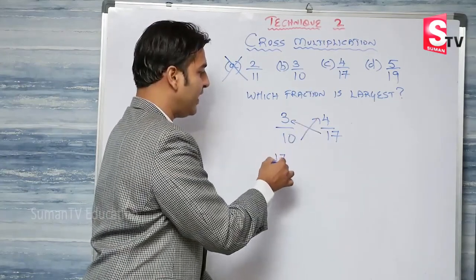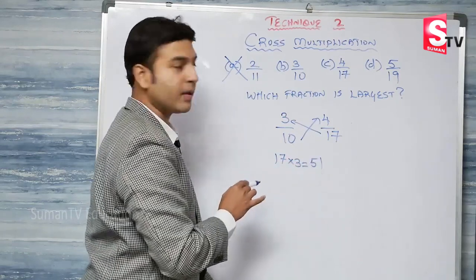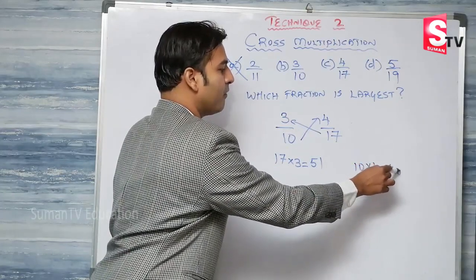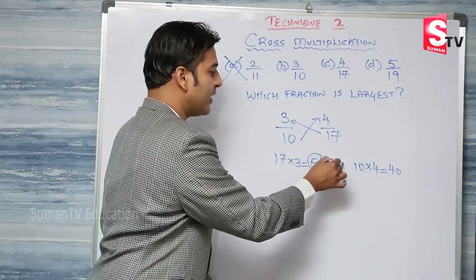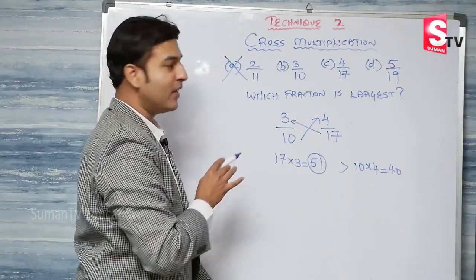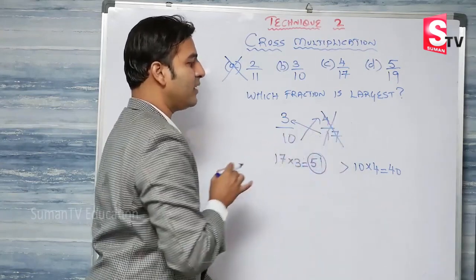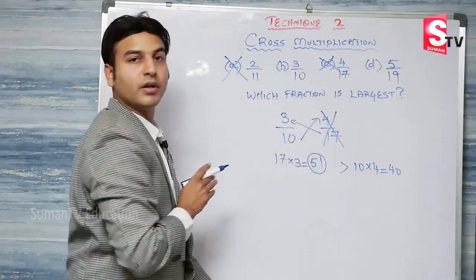So I know 17 into 3 is 51. I know that 10 into 4 is 40. So we know that this number 51 is greater than 40. So again, I retain 3 by 10 and then I eliminate this particular option called 4 by 17. So again option C is ruled out.